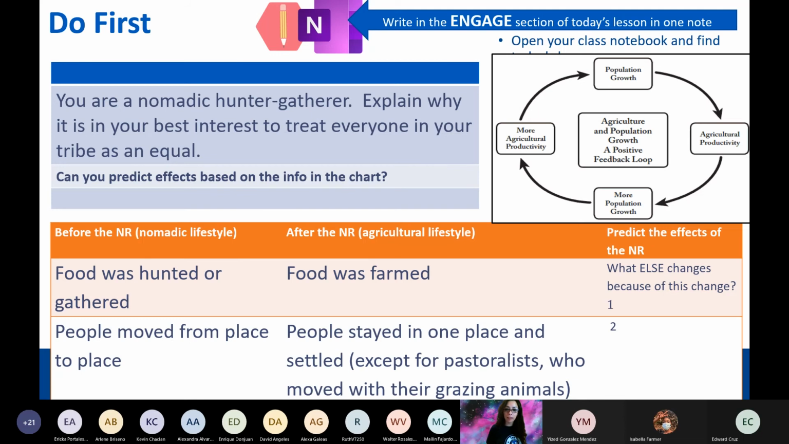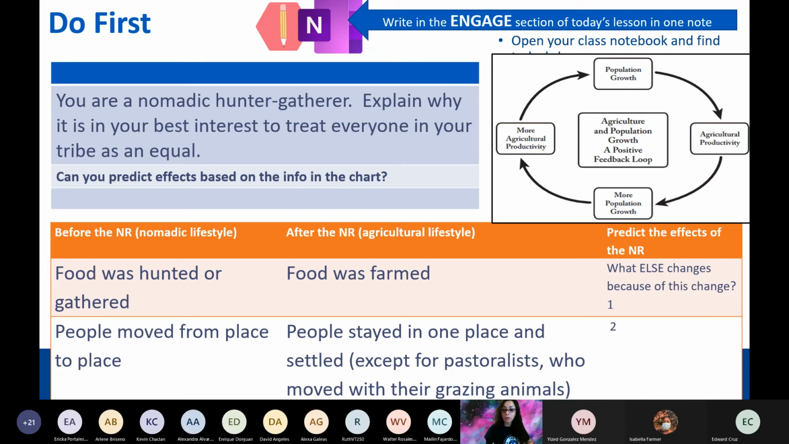Let's see if you can predict what happens because of the key changes of the Neolithic Revolution. So before the Neolithic Revolution, food was hunted or gathered every day. After the Neolithic Revolution, food was farmed. What do you think changes as a result of just that one shift? Any sort of effects? Let's see some effects predicted in the chat. Isabella says people's lives got easier. That makes a lot of sense.